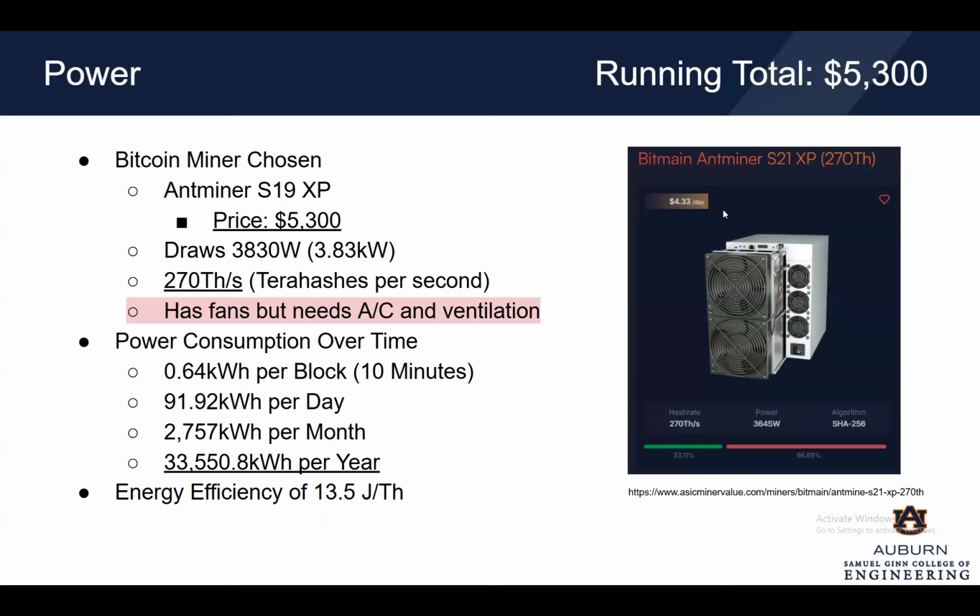So to start us off, the miner we're going to be using today is the S21 XP, sorry, typo there. It's got 270 terahashes per second and draws about 3,800 watts. It has fans, but needs AC and ventilation. And the power consumption per year is about 33,000 kilowatt hours per year. It's got pretty good efficiency of 13.5 joules per terahash.